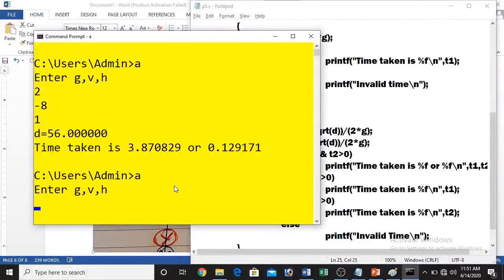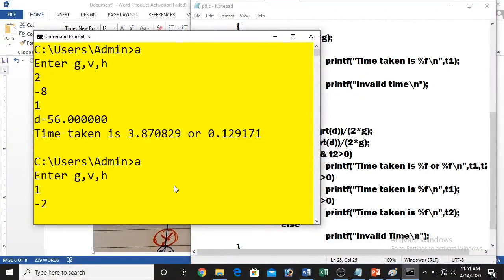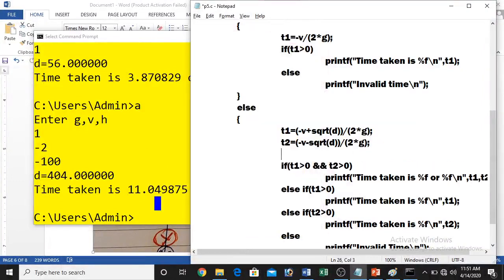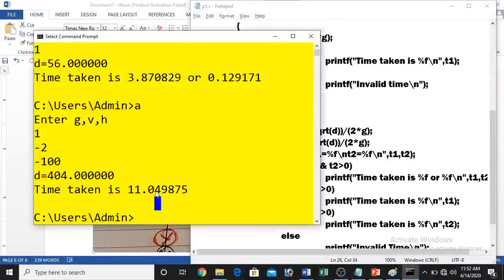I'll enter 1, -2 and -100. You can see that I'm having only one root, and the time taken is only one. Why? You can just check here. If I'm printing printf("t1 is equal to %f\n", t1) and again t2 is equal to %f\n, with t1, t2 as arguments, I'll just print it so that you will come to know about this easily.